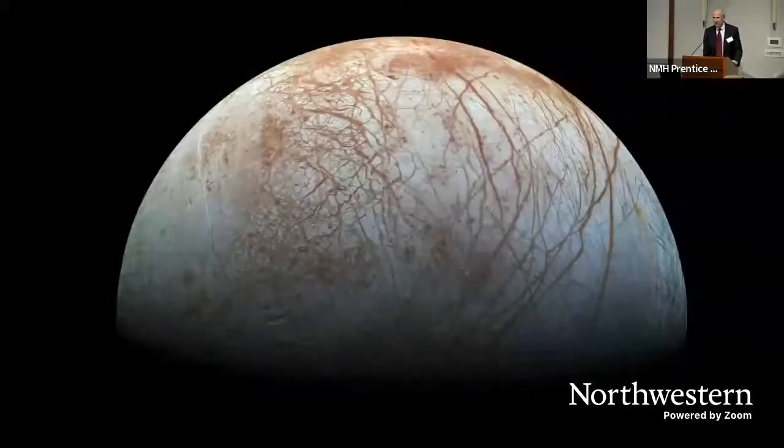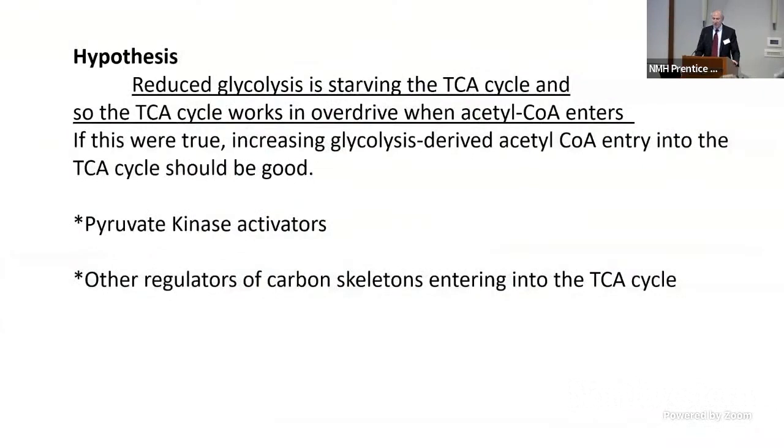Okay, I'm going to change the topic slightly. We hypothesized that reduced glycolysis is starving the TCA cycle, and the TCA cycle is working overtime when acetylcholine enters. If this is true, then maybe if we could stimulate the influx of glycolytic intermediates into the TCA cycle, it would be beneficial.